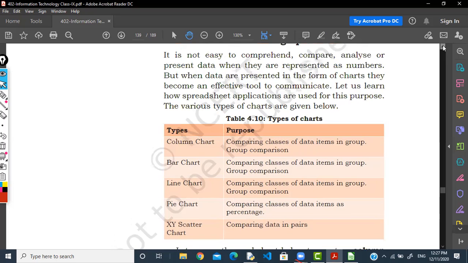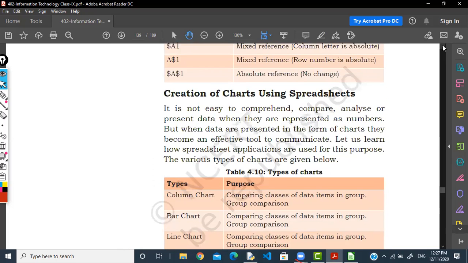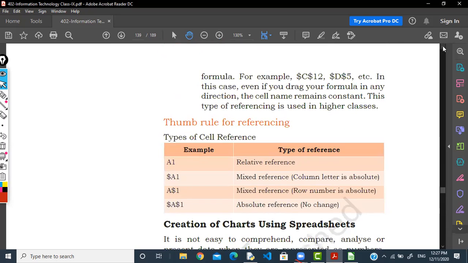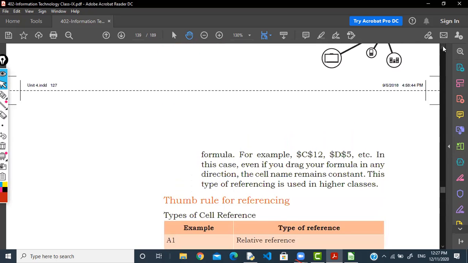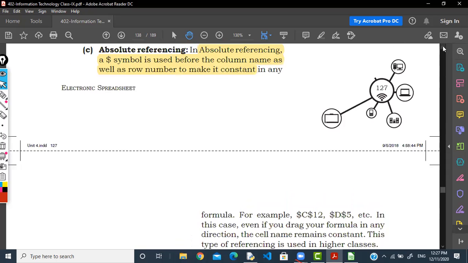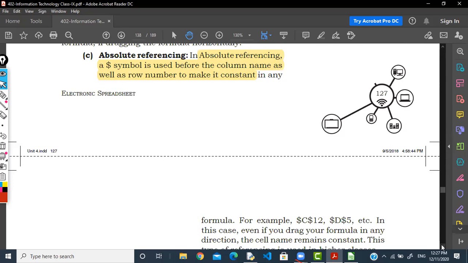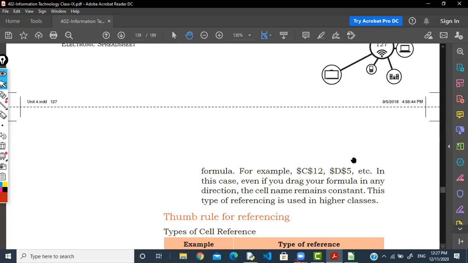It's not going to change. Okay, so that is the difference between relative, mixed, and absolute. You can see how you make it constant: you put the dollar sign before the column letter, and you put the dollar sign before the row number also. So these are examples of absolute cell referencing. In that, the cell name remains constant in any condition; it's not going to change.